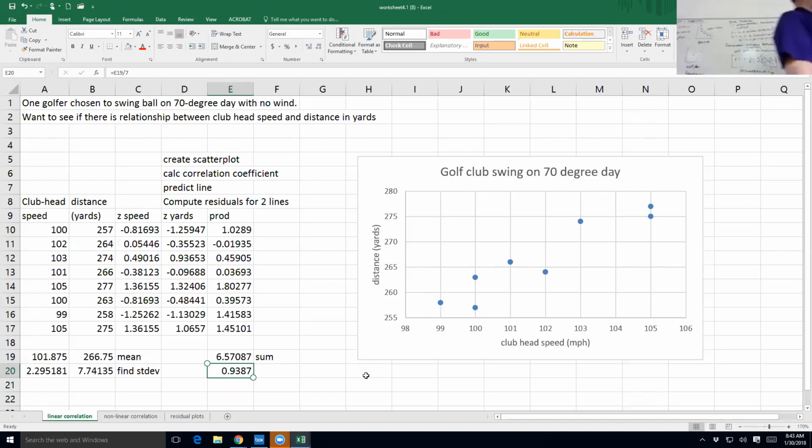Okay. What if I had gotten a negative number? What would you say then? It would still be strong, right? So the positive and the negative doesn't really matter, so it's still strong.